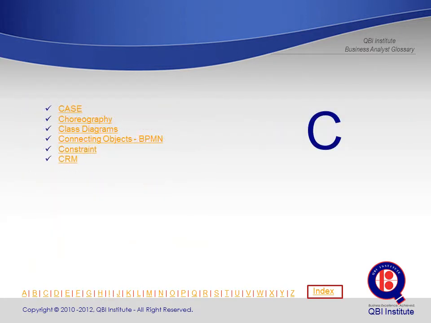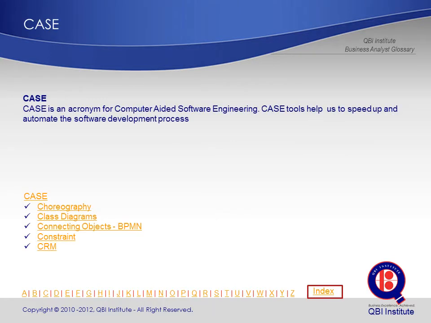Case, choreography, class diagrams, connecting objects, BPMN, constraint, CRM. CASE. CASE is an acronym for Computer Aided Software Engineering. CASE tools help us to speed up and automate the software development process.